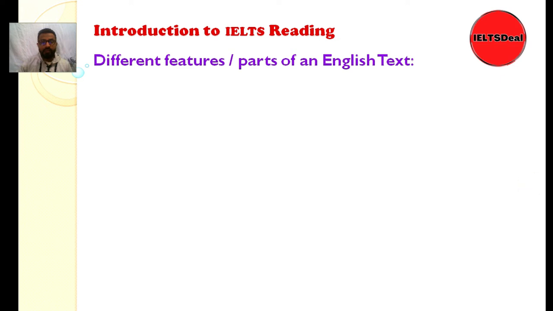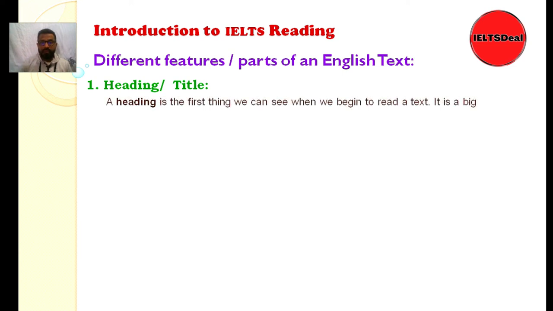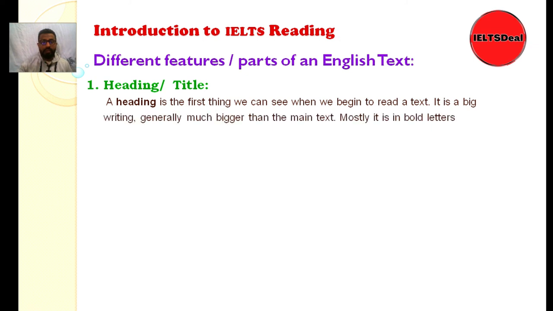So now let's have a clear idea about the different parts of the IELTS reading. The first one is heading or title. So what's a heading or title? Heading is the first thing we can see when we begin to read a text. It is a big writing, generally much bigger than the main text. Mostly it is in bold letters and bigger fonts right over the text. You can always go back here in this lesson and match these descriptions with each of the features.